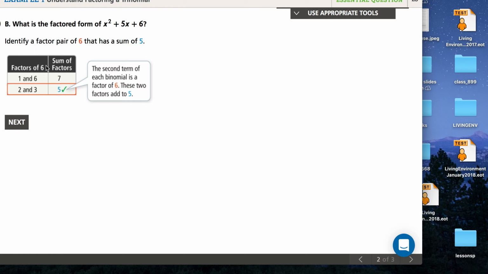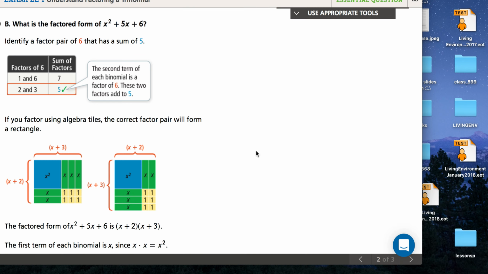Factors of 6, as you see here, are 1 times 6, but this adds up to 7. 1 plus 6 is 7. Another factor pair of 6 is 2 times 3, and it adds up to 5. Now, as you see here, the right factors are 2 and 3 because they give us the product of 6 and the sum of 5.